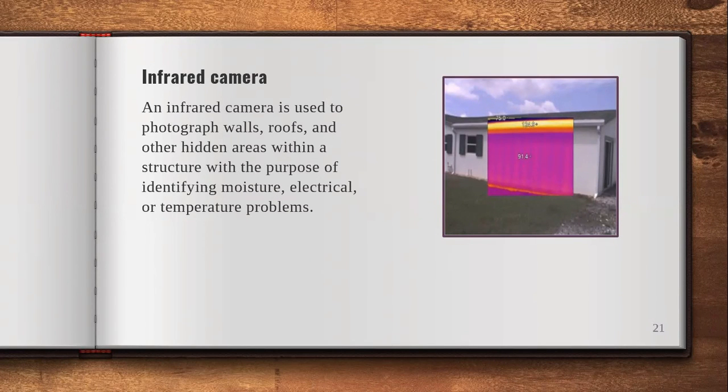So the next one po is an infrared camera. An infrared camera is used to photograph walls, roofs, and other hidden areas within a structure with the purpose of identifying moisture, electrical, or temperature problems.